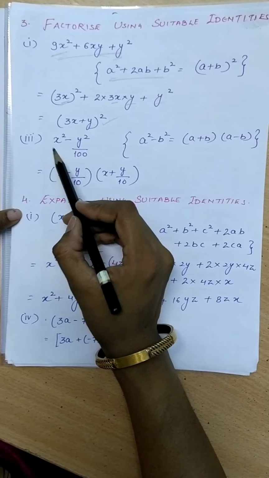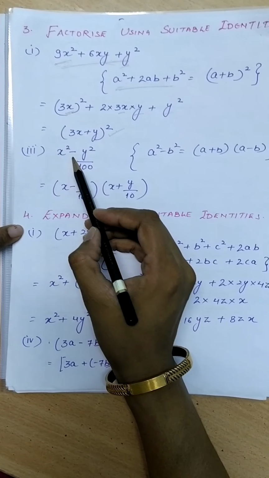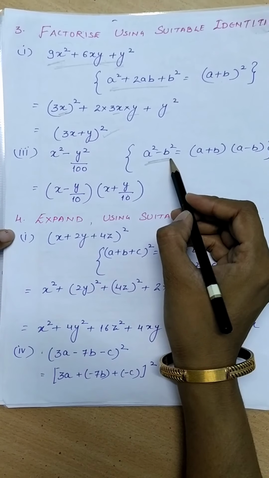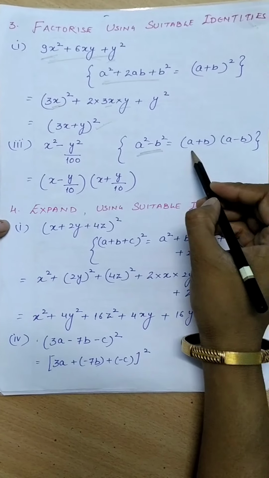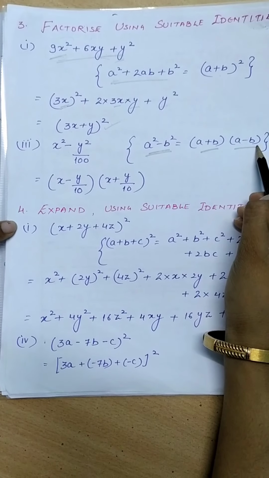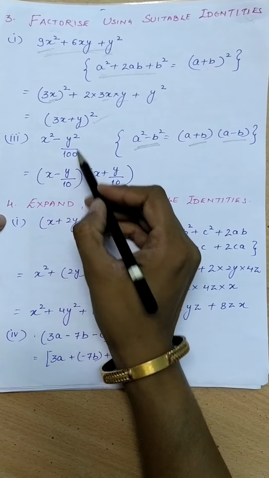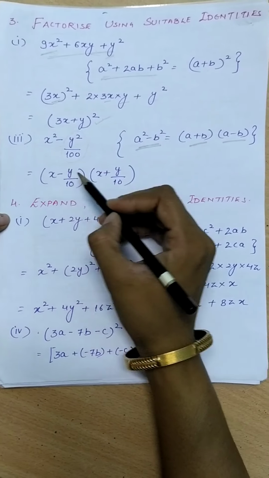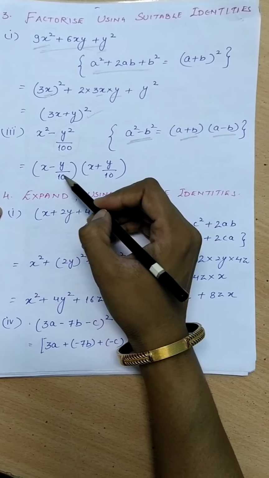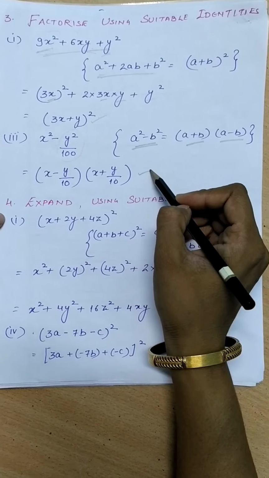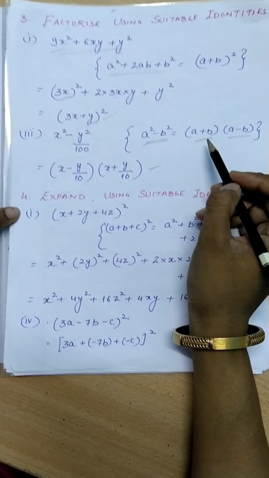Now in third part, x square minus y square upon 100, that is just like a square minus b square. We can factorize it directly, that is (a plus b) and (a minus b). So what is a here? X, and what is b? Y upon 10, because y square upon 100 is the perfect square of y upon 10. So we'll write (x minus y upon 10) and (x plus y upon 10). Remaining part you can solve yourself, scholars.